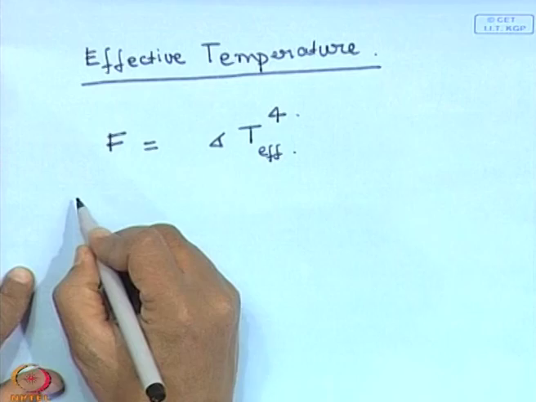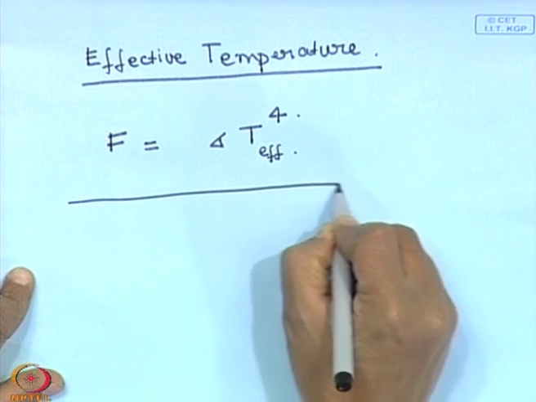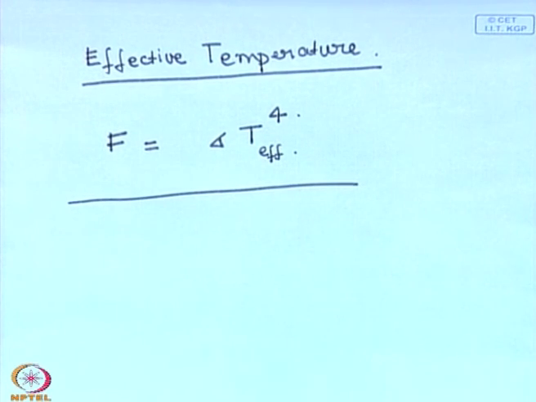So, let me bring today's discussion to a close over here. Today we learned the nature of the Planck spectrum or the black body spectrum, how it is related to the Bose distribution, and from there we derived the Stefan-Boltzmann constant, and we then looked at various effective temperatures that are often used in astronomy and astrophysics.